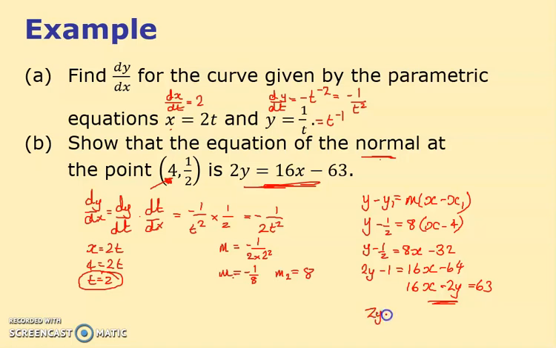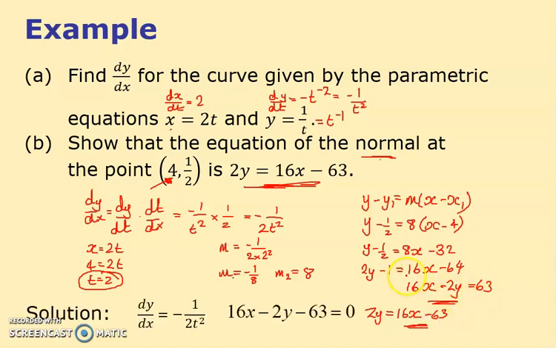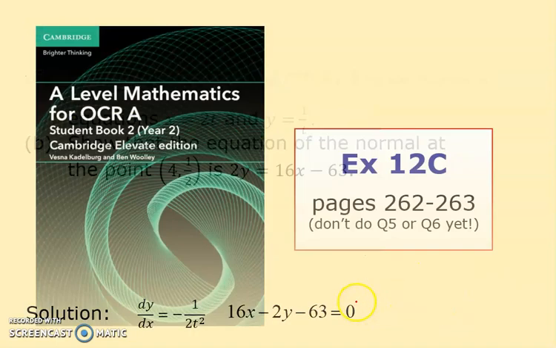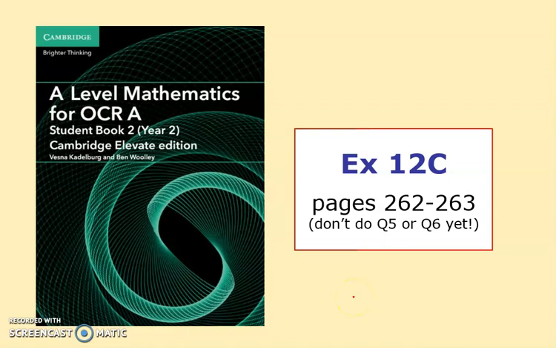Make sure you write it out just to finish with, so you get the same thing. Yeah, that works. And that's the final equation. So look, we're finished and it's perfect timing. We'll do exercise 12C in class. I've suggested don't do question 5 or 6, but other than that, let's have a go.